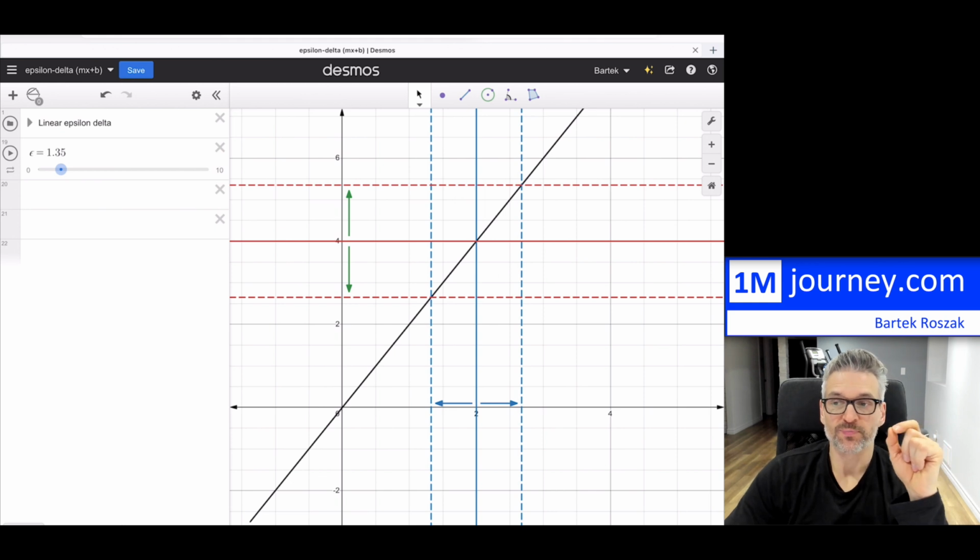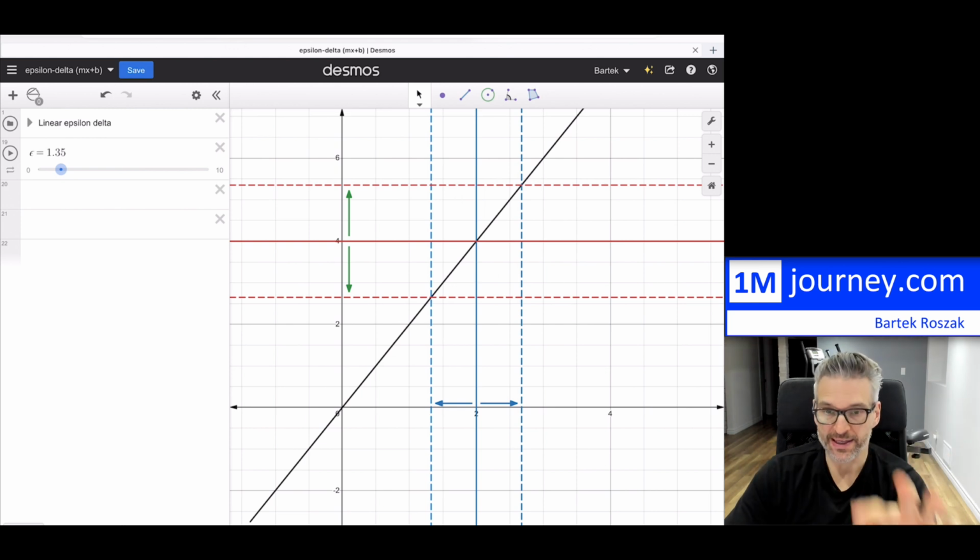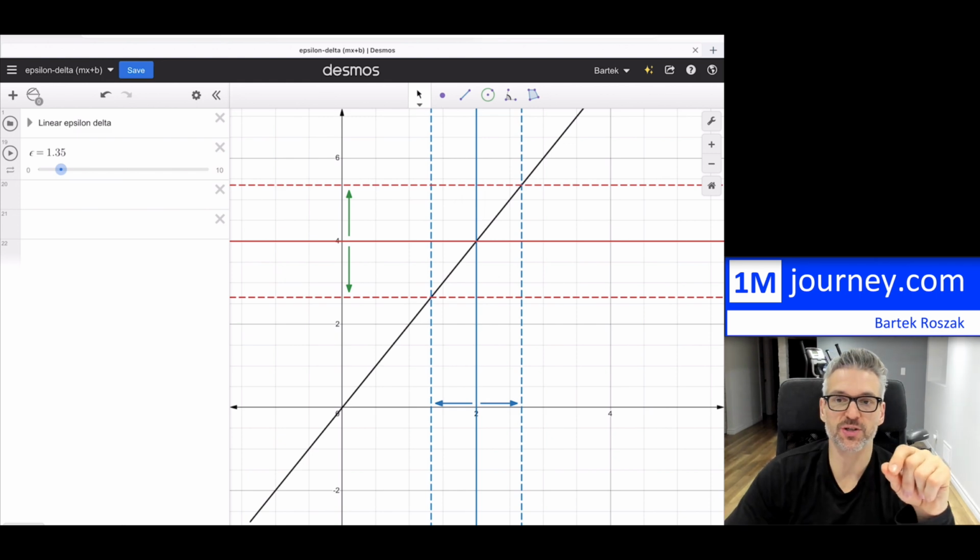Now, of course, the delta can be smaller than epsilon over 2. It could be epsilon over 4. It could be anything that's smaller, and it will work. But anything bigger will not work. So here is a visual of how that delta and epsilon will work in terms of that simulation.